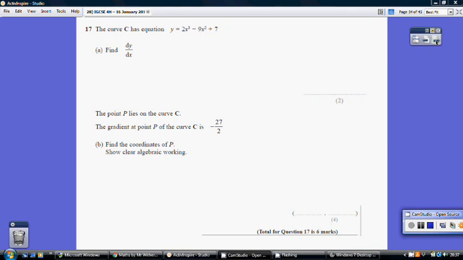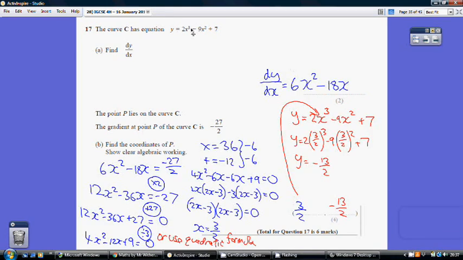Question 17. So remember, to differentiate, you multiply by the current power and reduce the power by 1. So 3 2's are 6, and 6x, reduce the power by 1, so squared, 6x squared. Moving on to the second term, multiply by the current power, minus 9 times 2 is minus 18. Reduce the power by 1, so it's no longer x squared, but x to the power of 1, which is x. And then the plus 7 just drops out. So that's our final answer for part A.